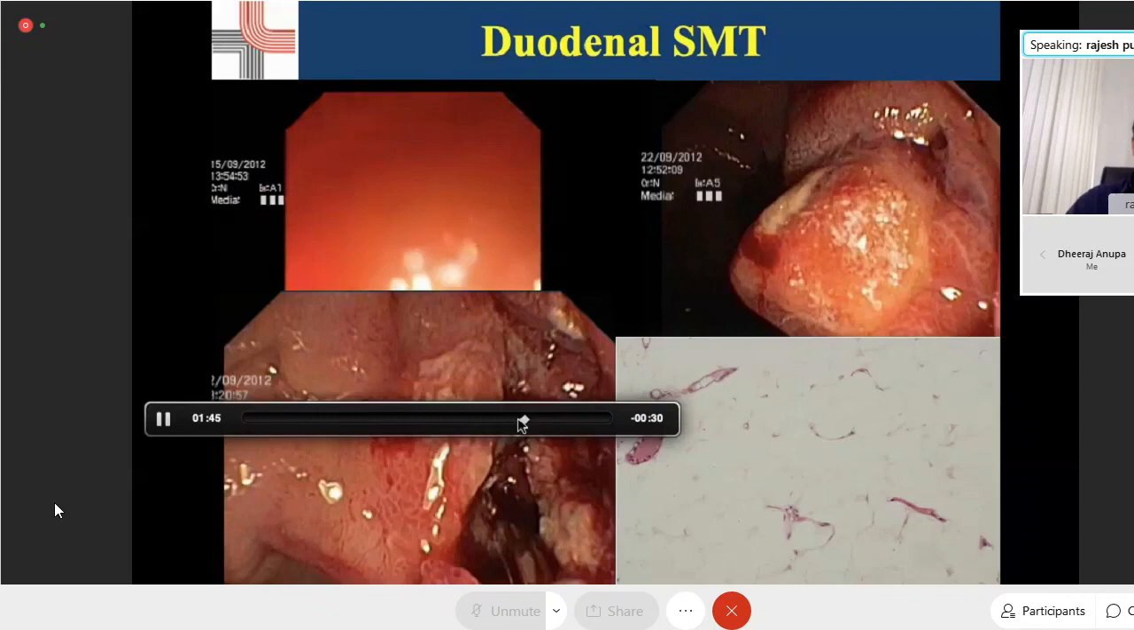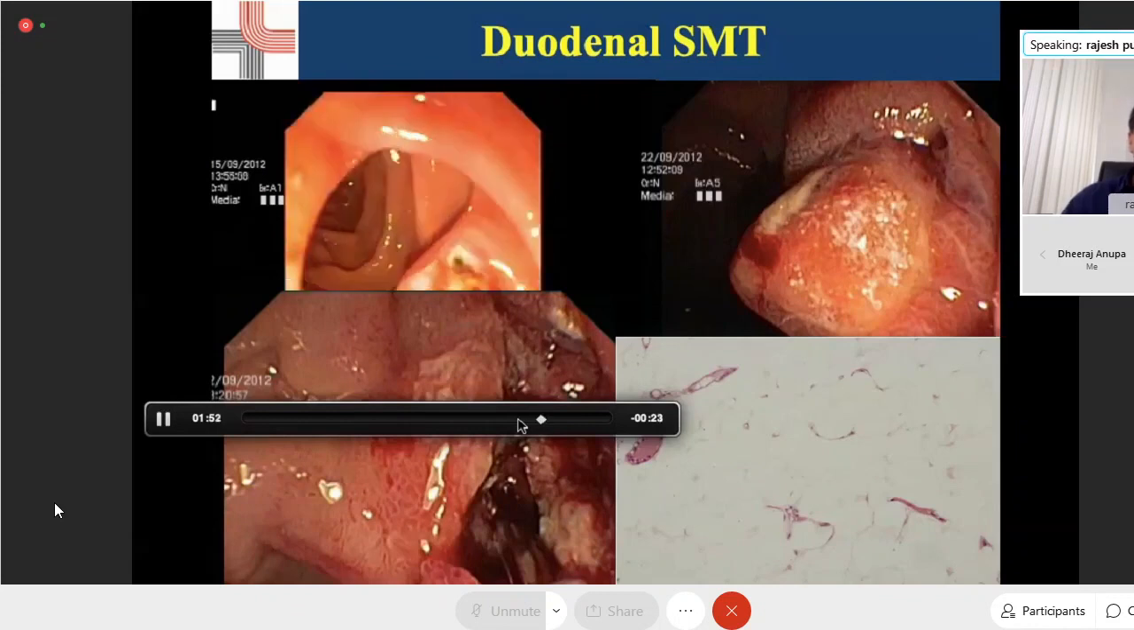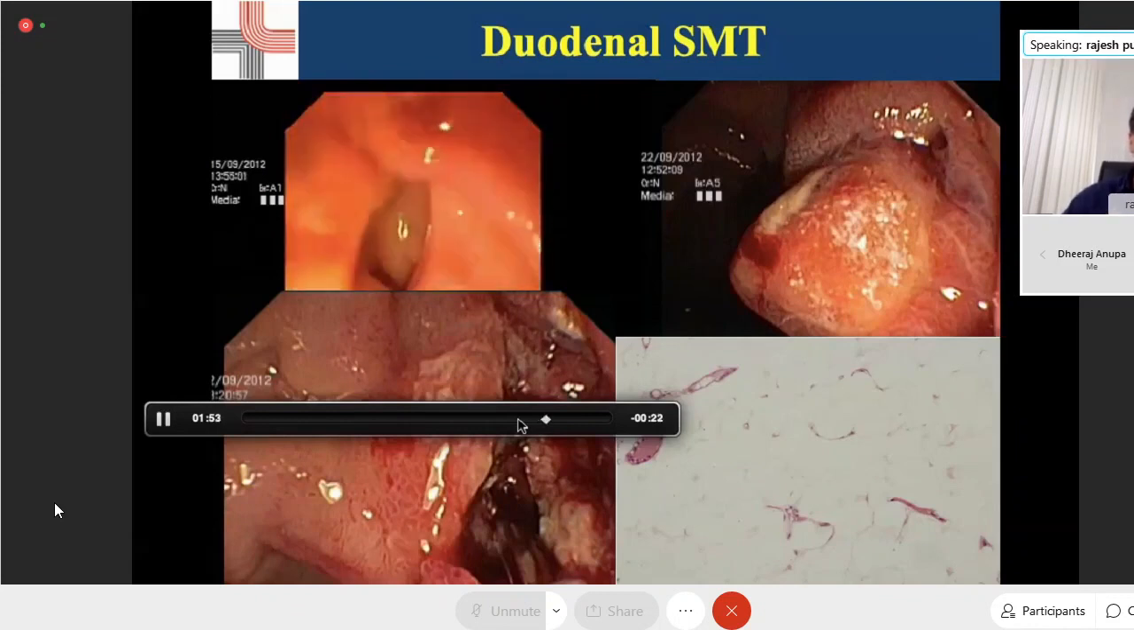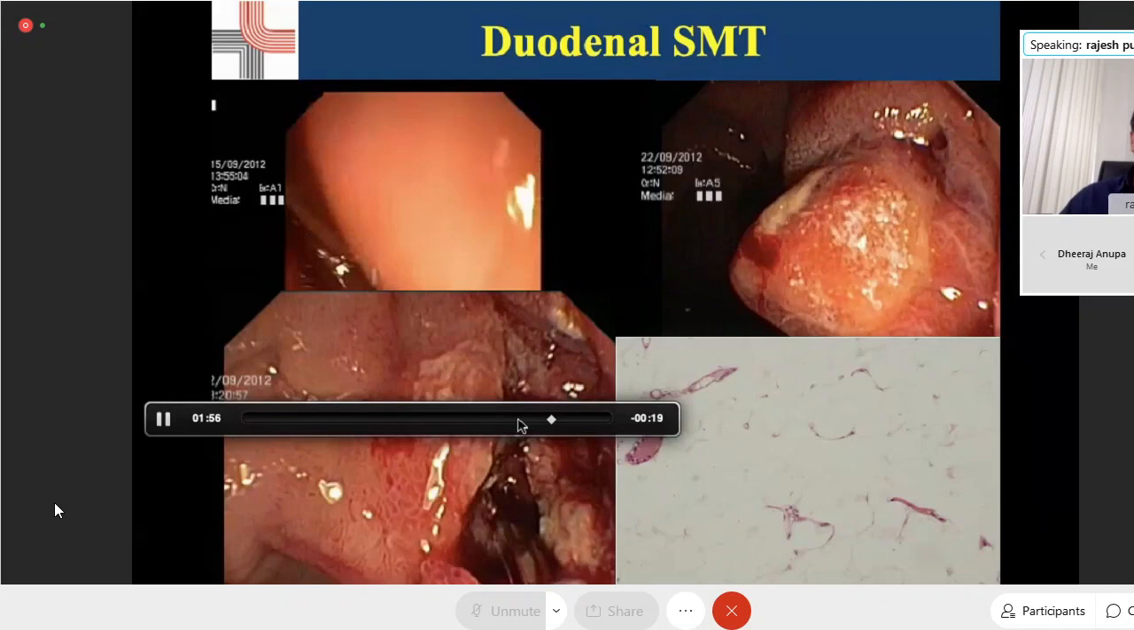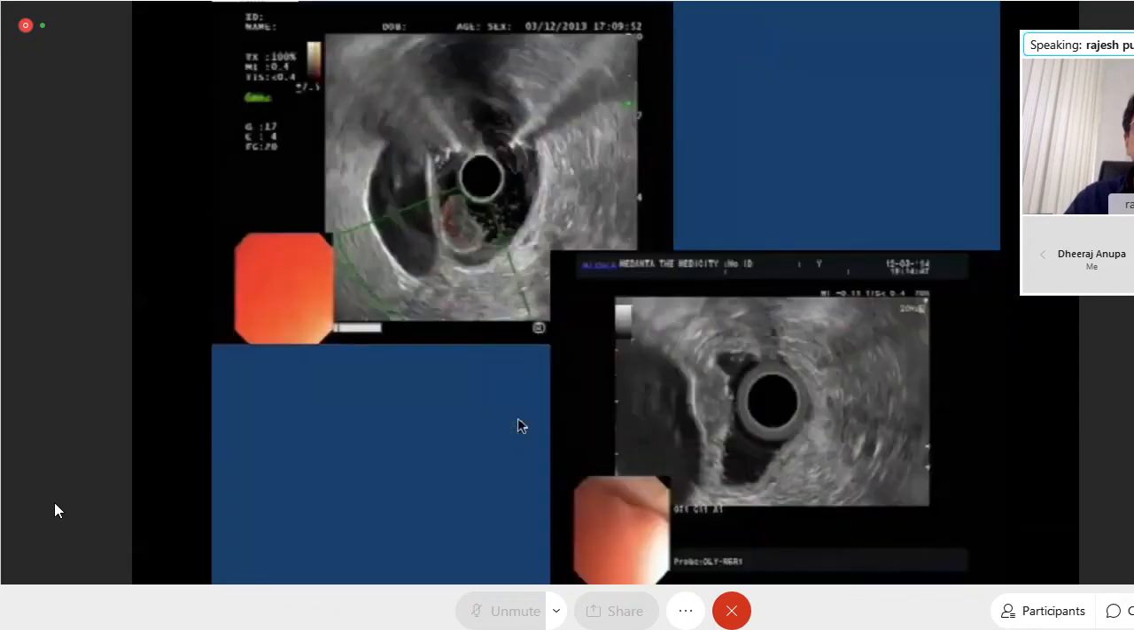So in exam, if you come across an SMT and your examiner asks what the investigation of choice is, I think endoscopic ultrasound. It gives the morphological appearance, the size, the layer of origin, and it gives the tissue diagnosis. These are a few other examples.